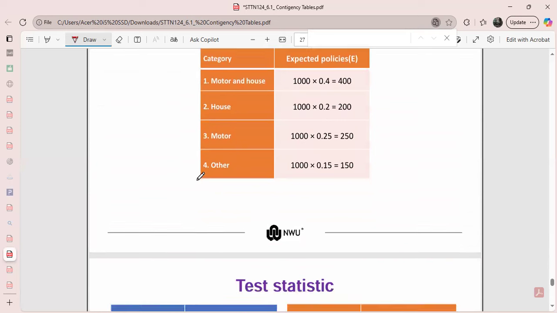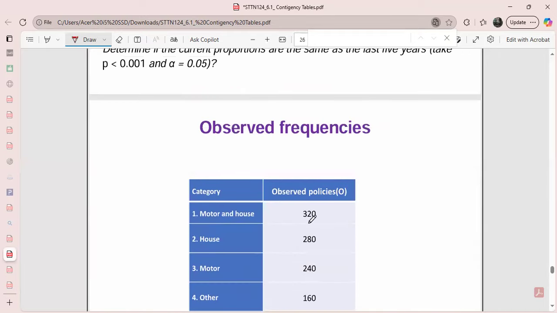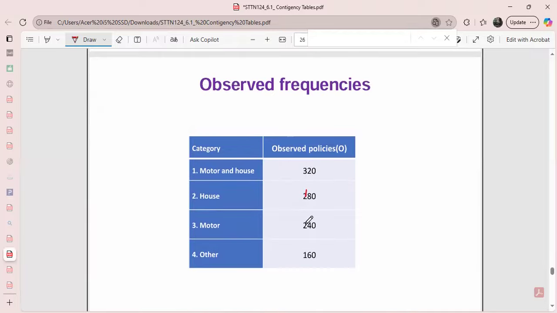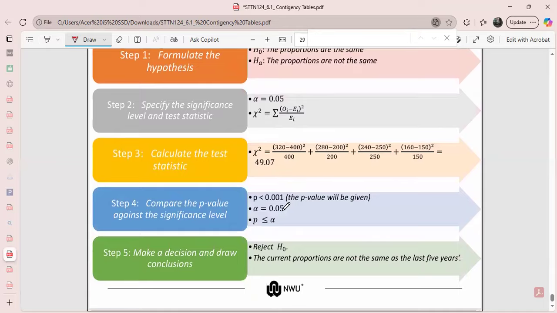I think here they got 1,000. If you're not given n and you add the observed frequencies, 320 with 280 and 240 and 160, they will give you 1,000. So if you're given a scenario and on that scenario you're not given the value of n, just add your observed frequencies, then you'll get the value of n. This one is the same thing.